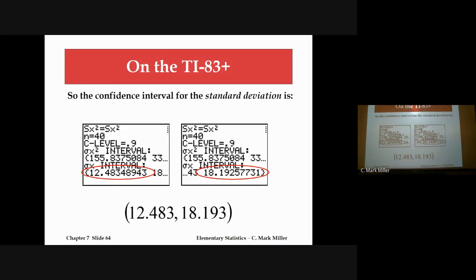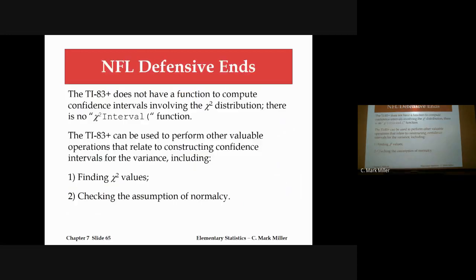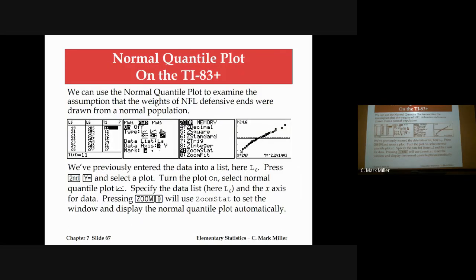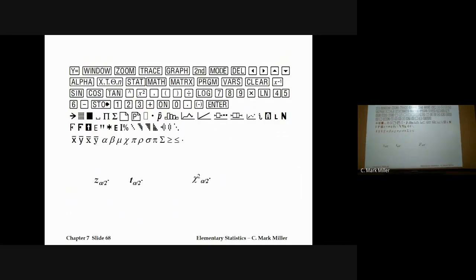There you go. Those are a little different than we had before. Let me see here. I think we've already done this. Finding chi-square values on the TI-83, we've already done that. Normal quant. Why is that even here? This was at the end of last chapter. That's it. That's it for chapter 7.